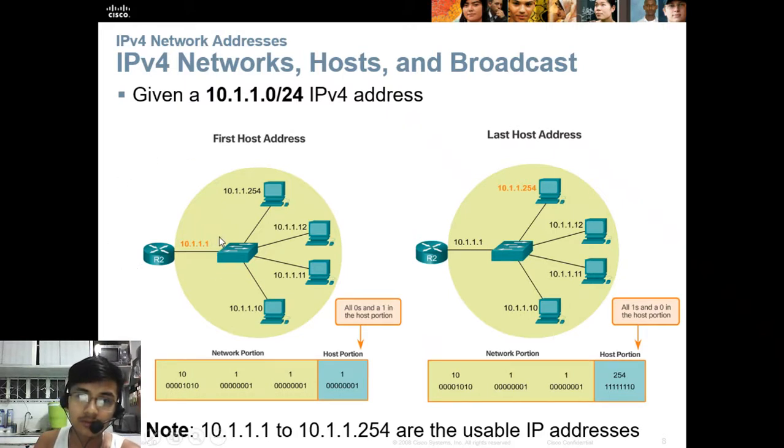So here we have two addresses, the first host address and the last host address. Here we have the binary representation, and first we have the 10.1.1.1, while the last host address is the 10.1.1.254. For the host portion, we will be getting the host address, which is the last number of the address, and then we can determine the value by looking at the positional value for the binary.